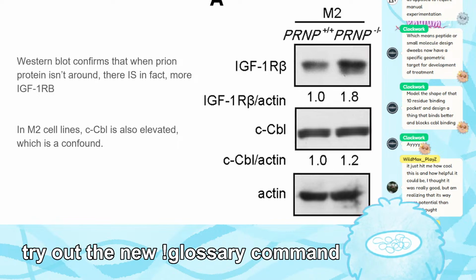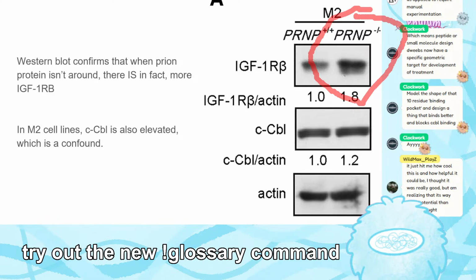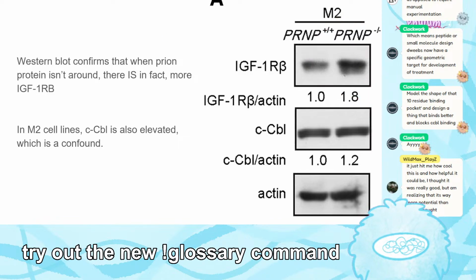And when we do prion knockouts, we actually find that when you have prion protein, you have a certain amount of this growth receptor. When you knock it out, you actually have more of it. So when you don't have prion protein around, you get more growth receptors. The inverse of that is that when you have more prion protein, then you get less of that receptor. Although they didn't show it here, that is kind of implied here.